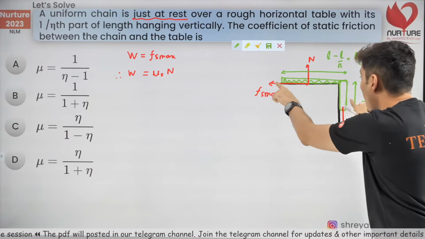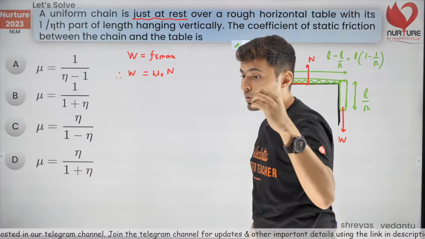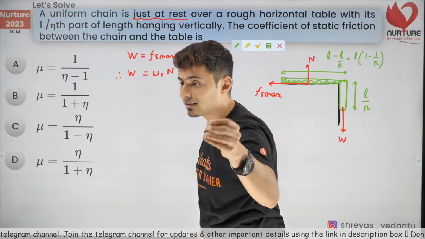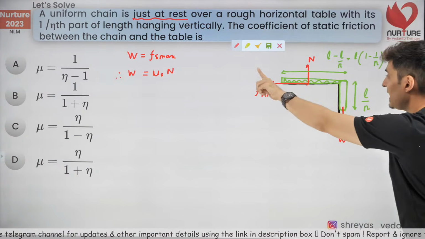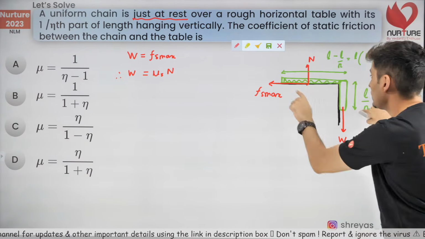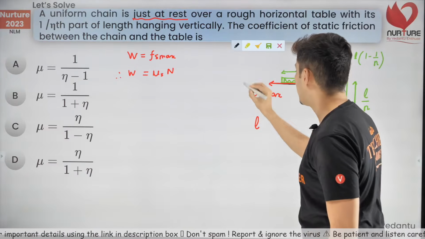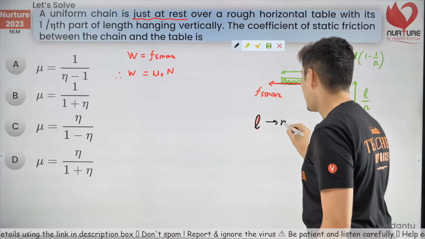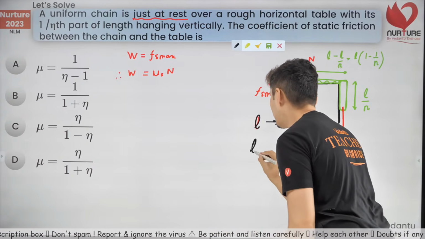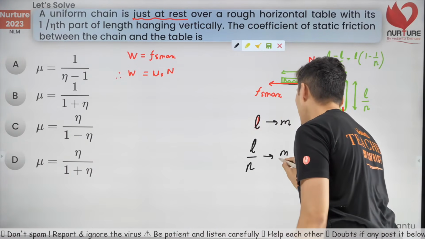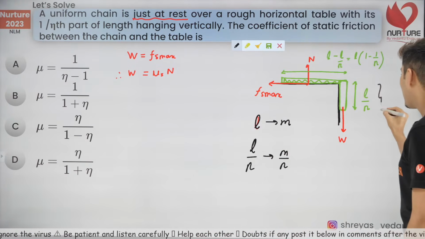So the mass will also be distributed in the length, correct? Think about it. If the total length was L, the mass was m. For total length L, the mass was m. So for L by n length, how much will be the mass? It will be m by n, isn't it? It will be m by n. So this much part has how much mass?